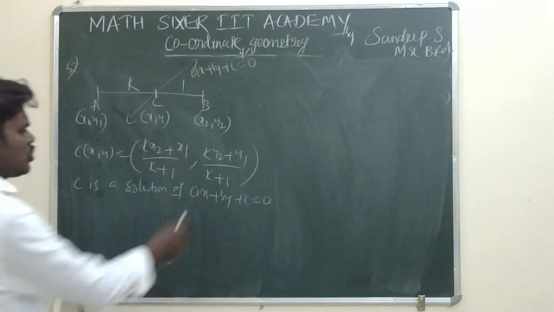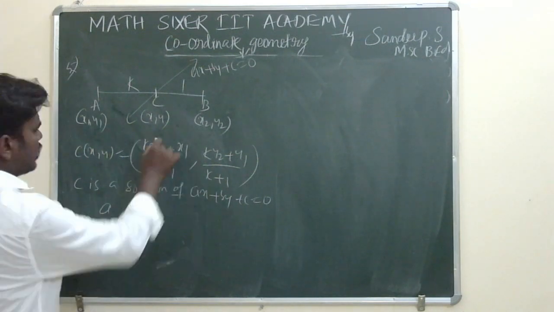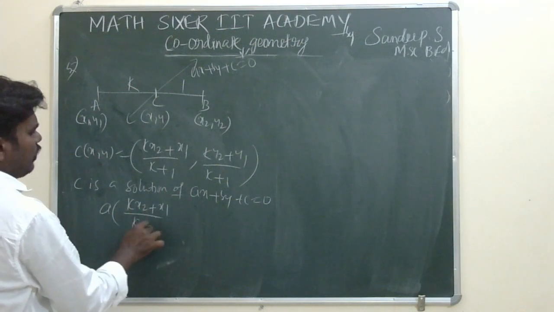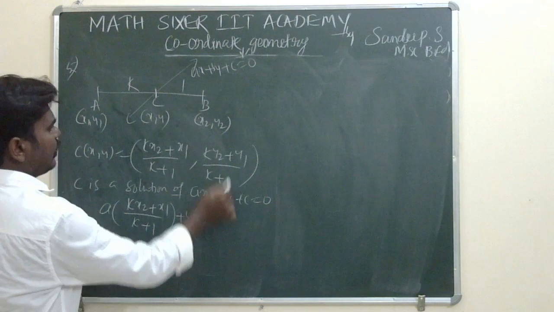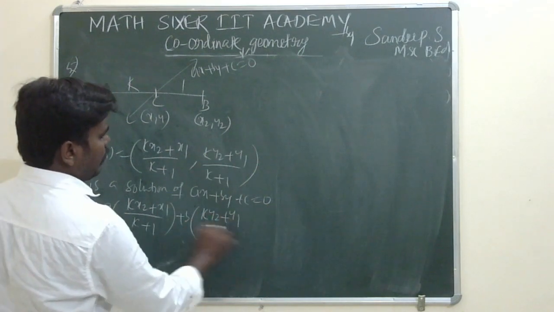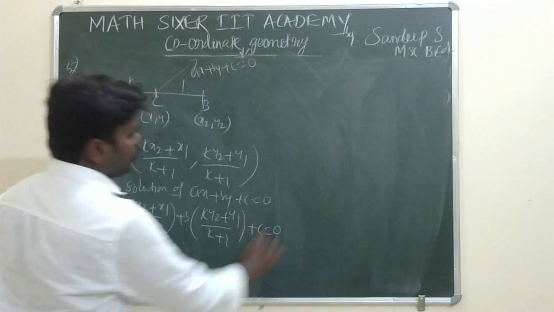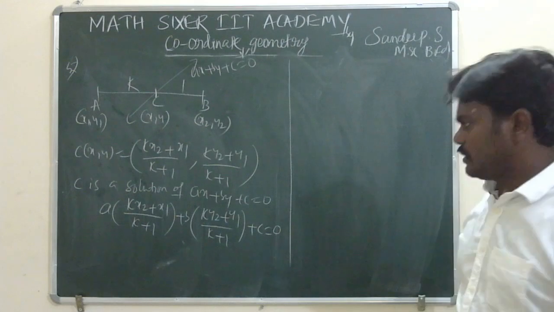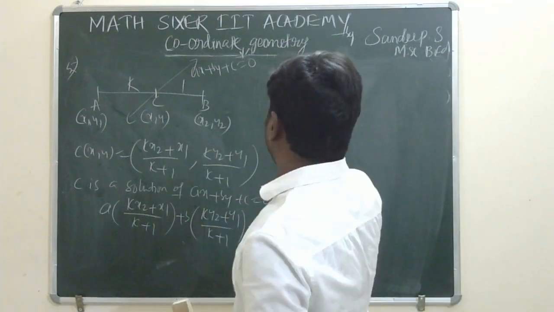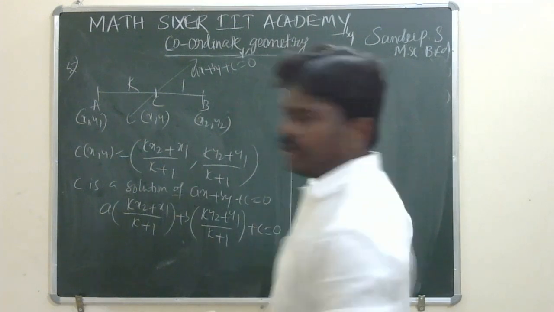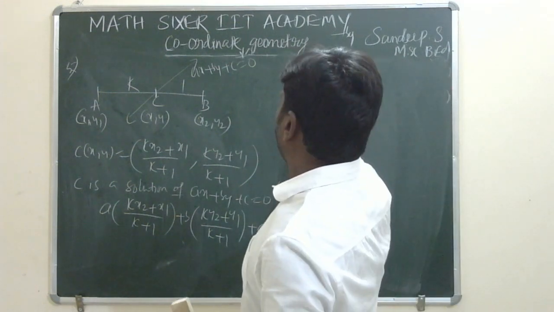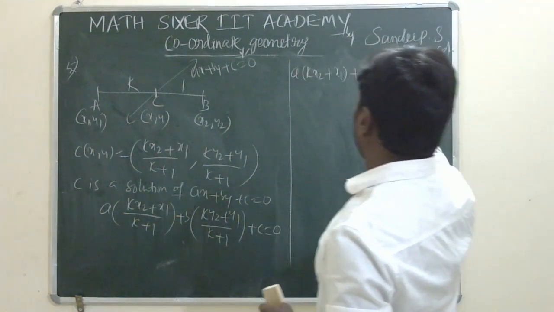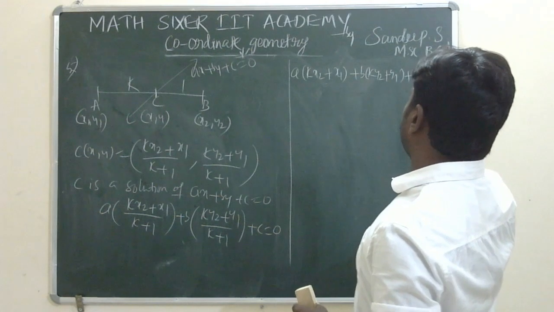So when you substitute, for x the coordinate is (k x2 plus x1) by k plus 1, plus b times, for y, (k y2 plus y1) by k plus 1, plus c is equal to 0. Now simplify these and find the value of k, then you will get the answer. Here you can take the LCM, that is k plus 1. Hence you will get a into (k x2 plus x1) plus b into (k y2 plus y1) plus c into (k plus 1) is equal to 0.